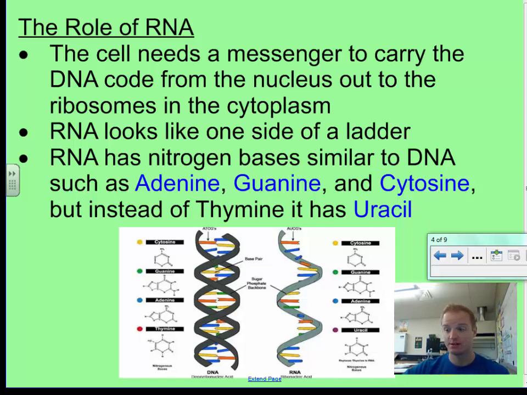How do we get from DNA to whatever it is we're trying to make? That process in between. The cell needs a messenger to carry the DNA code from the nucleus out to the ribosomes in the cytoplasm. RNA looks like one side of the ladder. If we cut that ladder in half, you have one half of the ladder and you're missing the other half. RNA has nitrogen bases similar to DNA: A, G, C, adenine, guanine, cytosine, but instead of thymine, it has uracil. One big change in those rules: instead of A to T, we have A to U.